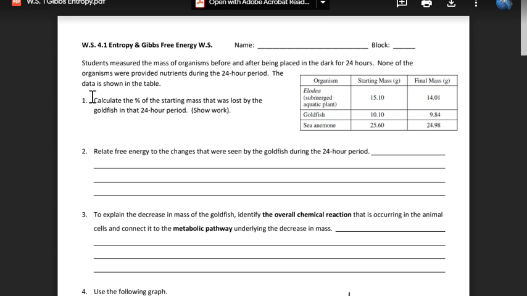So number 1 says calculate the percent of the starting mass that was lost. That is the exact same thing as saying calculate percent change in mass for the goldfish. So you need to use final minus initial over initial. If you want to write that down, I'm not going to give you time to calculate it, but just write down next to number 1: remember, final minus initial over initial times 100. You can then calculate percent change in mass.